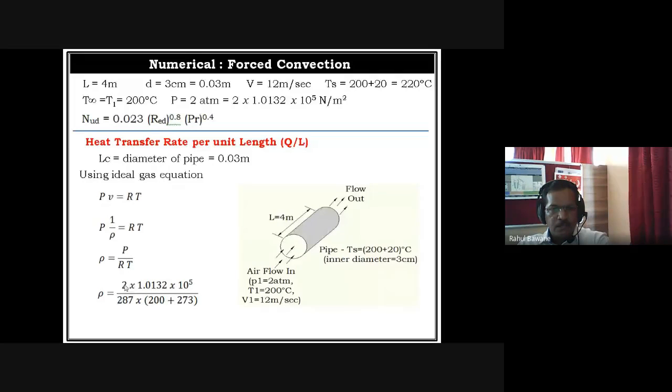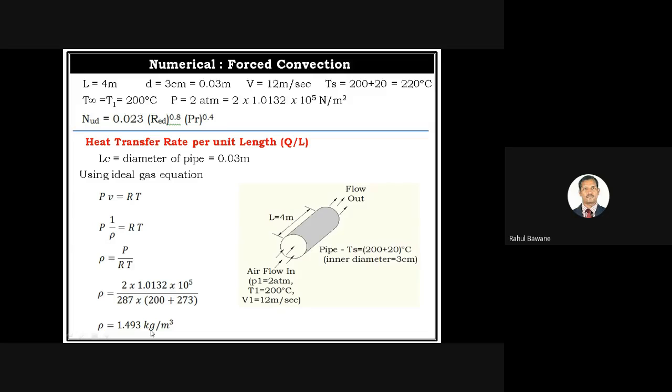So density is P; they provide 2 atmosphere. 2 atmosphere means 2 multiplied by 1.0132 multiplied by 10 raised to power 5, since 1 atmosphere is this much, 1.0132 into 10 raised to power 5. So for 2 atmospheres, multiply by 2, divided by the characteristic gas constant 287 multiplied by the temperature. Remember, we have to put the temperature in Kelvin, so 200 plus 273, which gives 1.203 kg per meter cube.